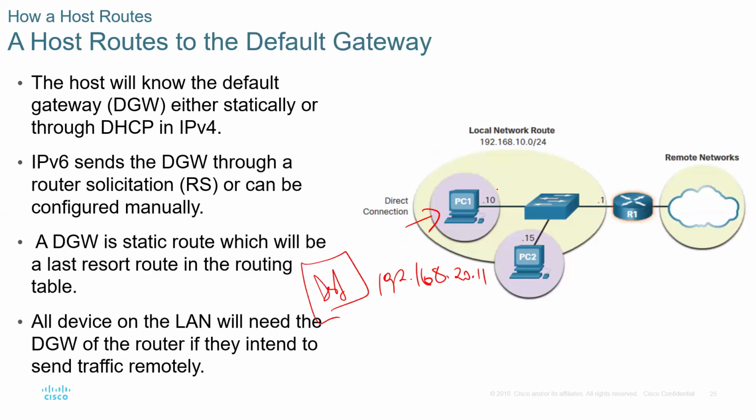What does the PC do? It sends to the default gateway. Why? That is a last resort route. If an IP address is not in the local network, it is forwarded to the default gateway because that is the last resort route.